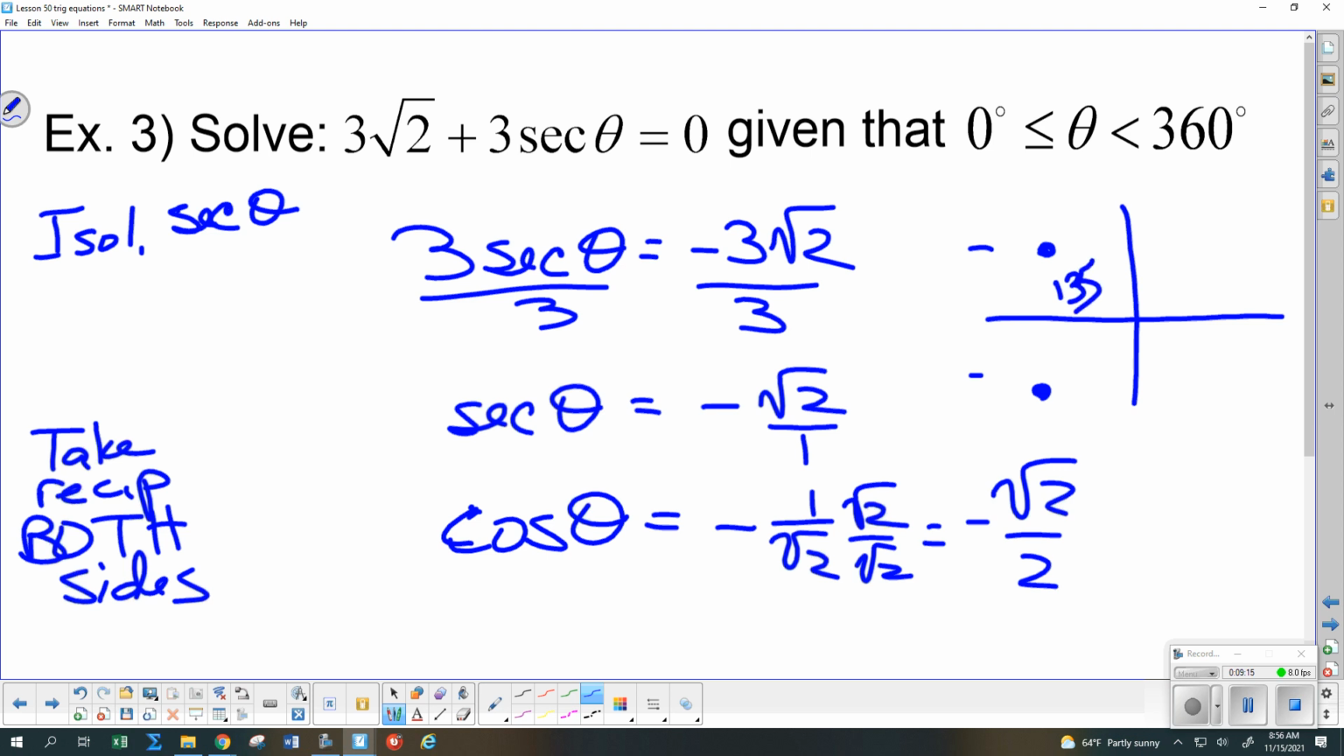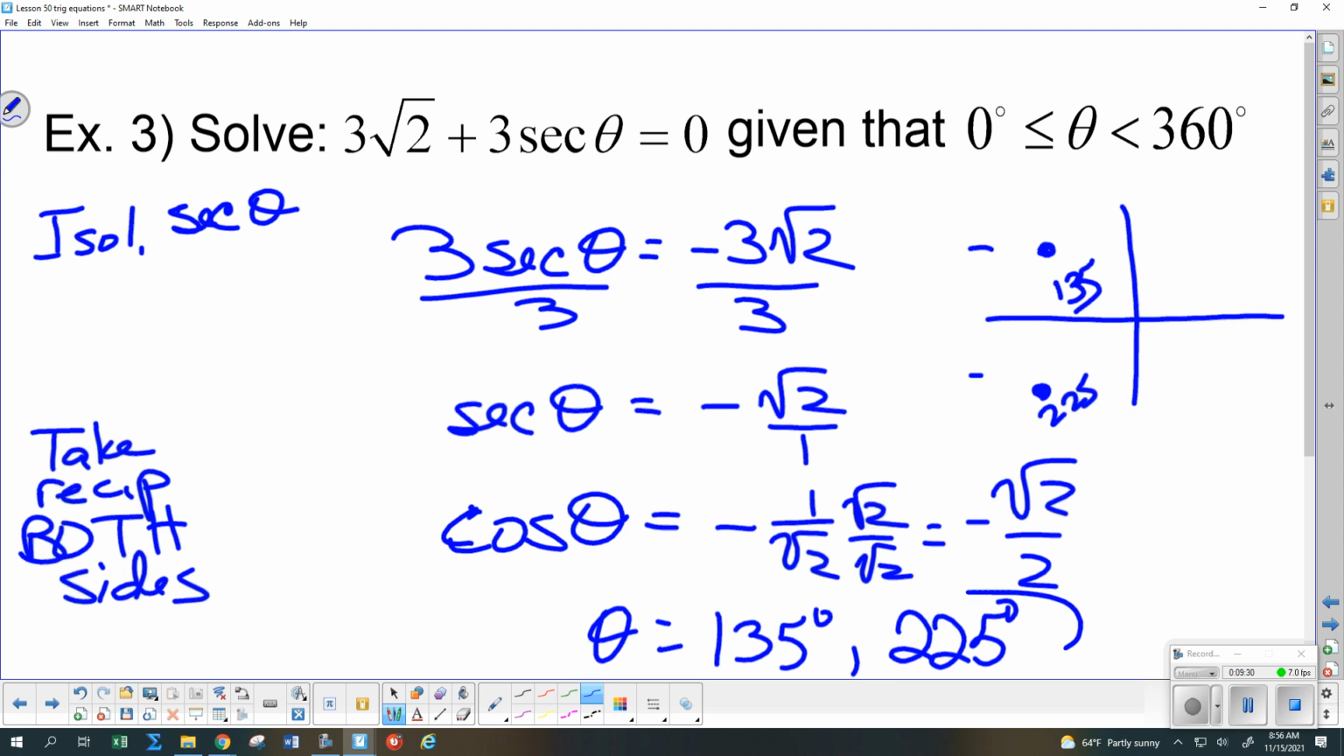And what about degrees here in the third quadrant? Olivia? It is indeed 225. So those are our answers. Theta is 135 degrees or 225 degrees. And we have that.